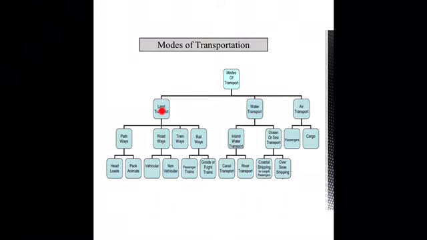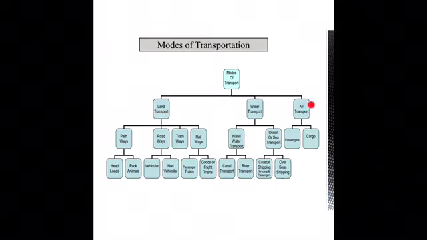So now the different modes of transportation are first categorized into three basic modes. The first one is land transportation, water transportation, and air transportation. Within land transportation, we have the pathways. Anyways, we are not going to talk about that, and we will be having the roadways, tramways, and the railways.